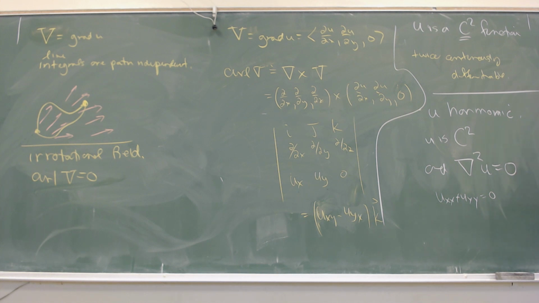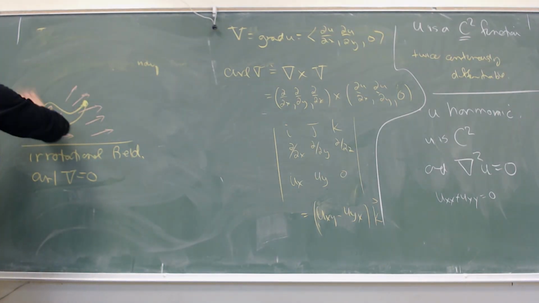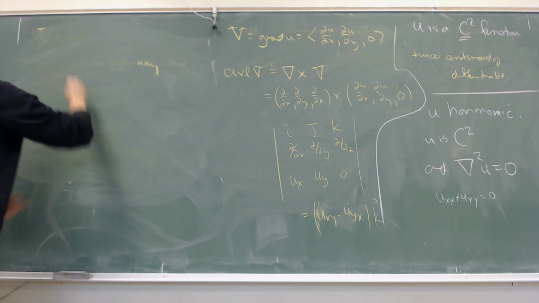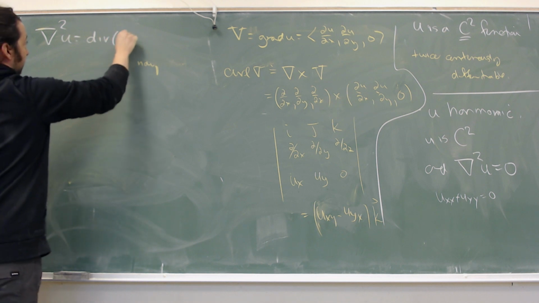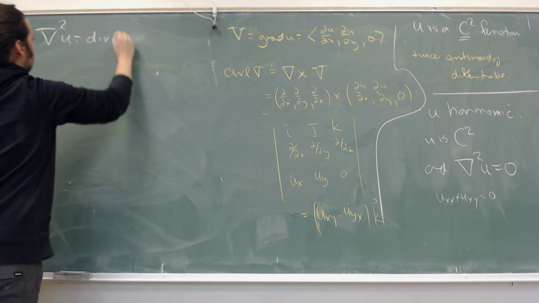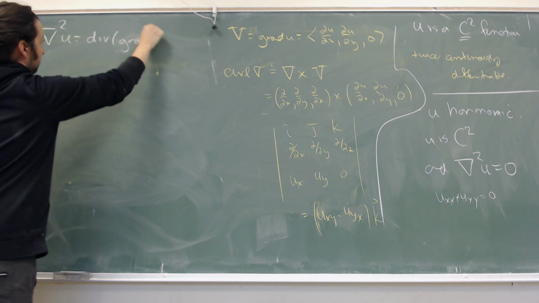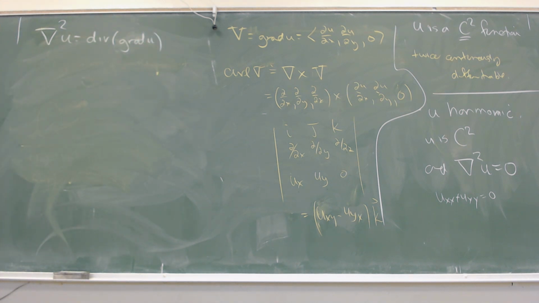Here's what's available to you: divergence, curl, and gradient. Those are the natural operations you can do on these fields. Do you actually know what this is? This is the divergence of the gradient field. So the other way of writing Laplace's equation is the divergence of the gradient of u. To say that something is a harmonic function is to say that the divergence of the gradient field is equal to 0.